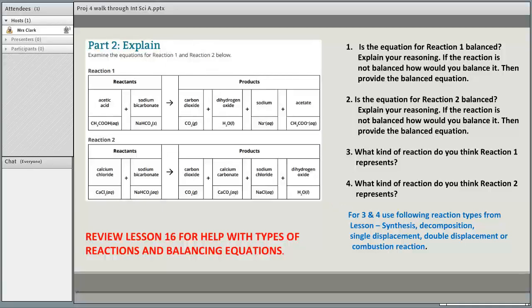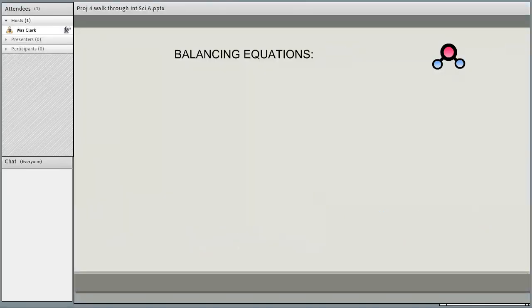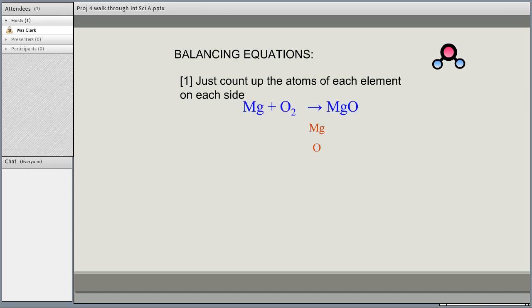Next slide is going to help you with balancing equations. You may have forgotten, we did go over it in the lesson, but briefly. So we're going to take a look at a simple reaction, but remember, the principles are the same, whether it's complex or simple. So apply these principles to solve your question. It says first thing is you're going to count up the atoms of each element on each side. So we're going to count up how many magnesiums we have and how many oxygens we have on each side.